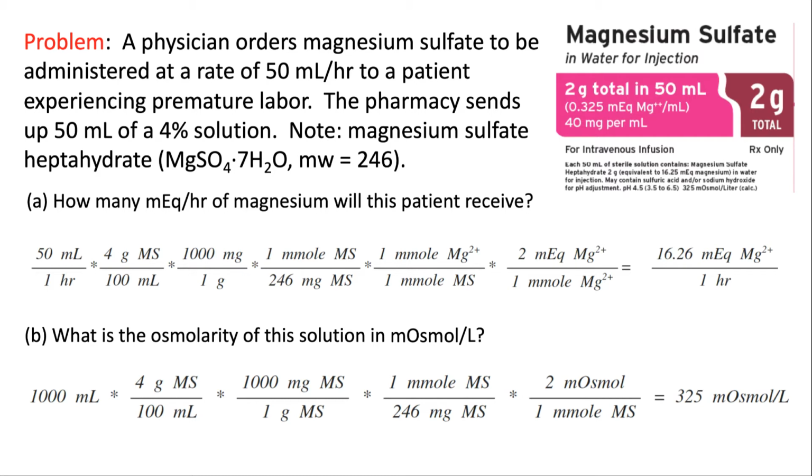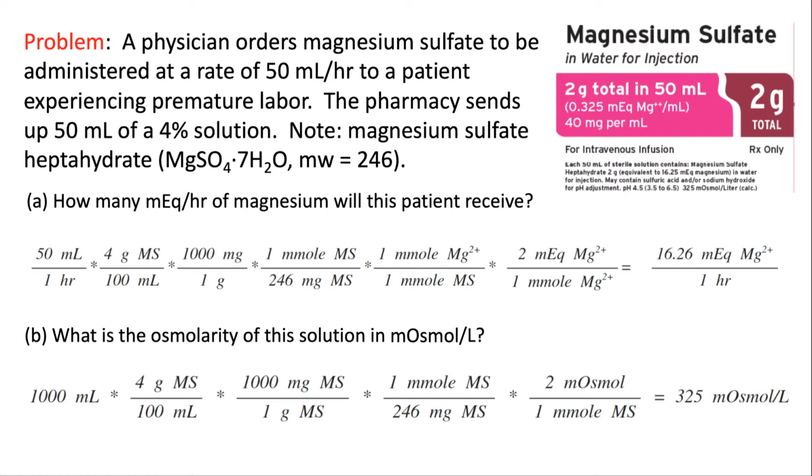Convert that to milligrams by multiplying by 1,000 milligrams of magnesium sulfate for every 1 gram of magnesium sulfate. Now we're in milligrams. Do the same conversion to molecules of magnesium sulfate by multiplying by the fact that 1 mole of magnesium sulfate would have 246 milligrams, since that's the formula weight. Milligrams cancel, and now we're in the number of molecules.